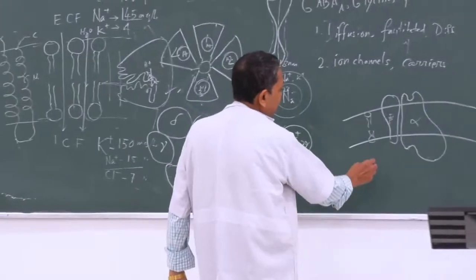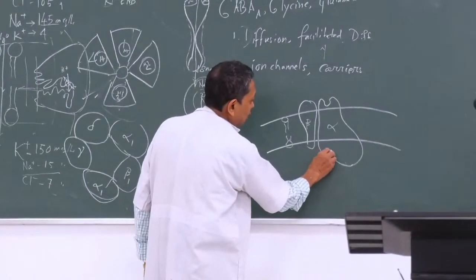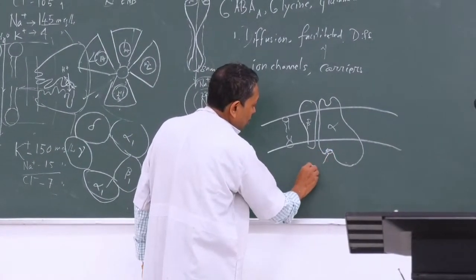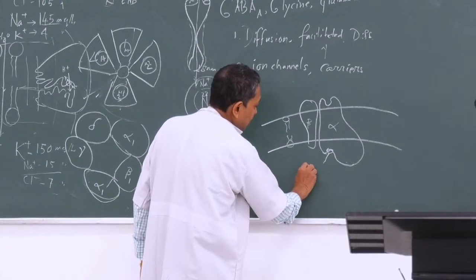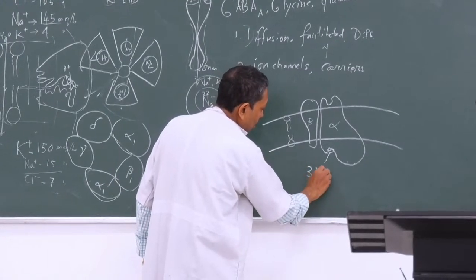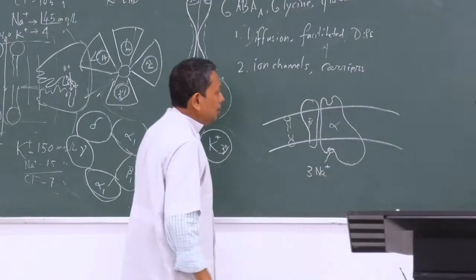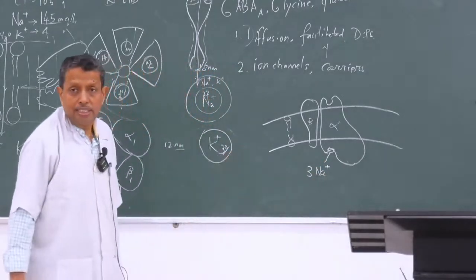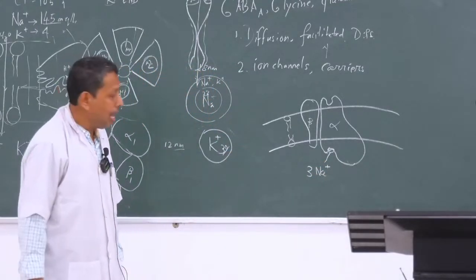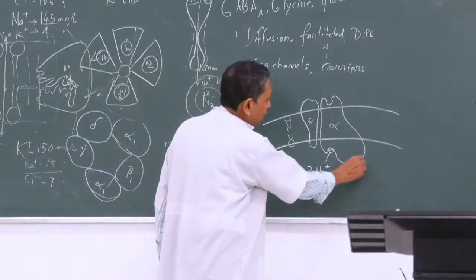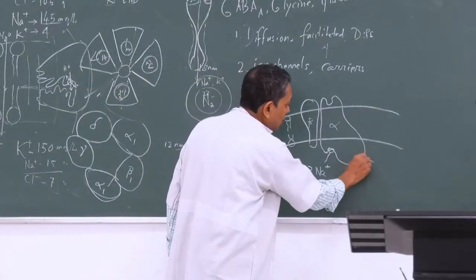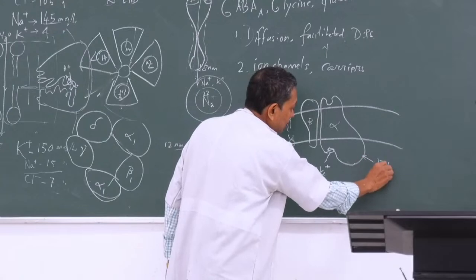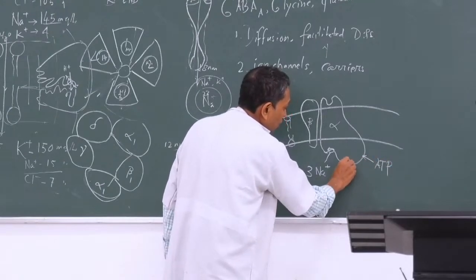Sodium ion has different sites. 3 sodium ions unite with these sodium binding sites. And they are all ATPases, and there is an ATP binding site. Suppose it is the ATP binding site, and it is the phosphorylation site.